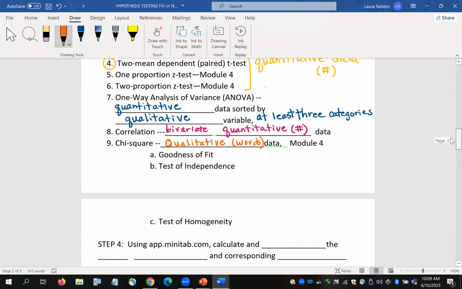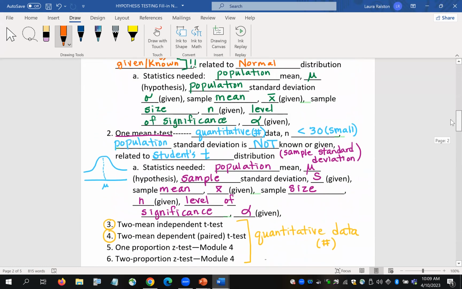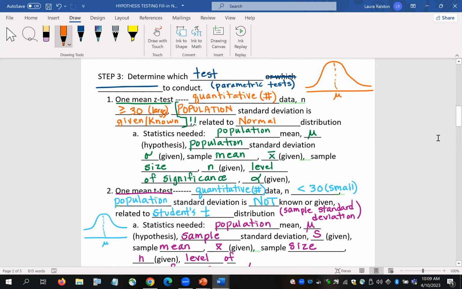So again, there's at least 9 different tests that we're going to talk about. And again, these are the parametric tests. In some cases, there is a similar non-parametric test. And we'll talk about that a little bit later, what are non-parametric tests.